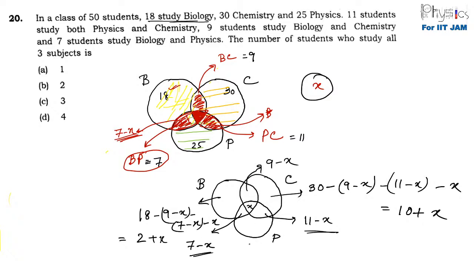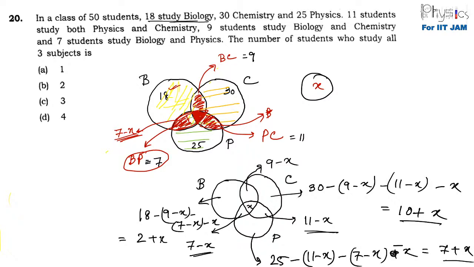And here it was 25 minus 11 minus x minus 7 minus x, right? Plus x, sorry, plus x not minus x. So it is 7 plus x. Is it right? Yes, it is 10 plus x, 7 plus x and 2 plus x, right?